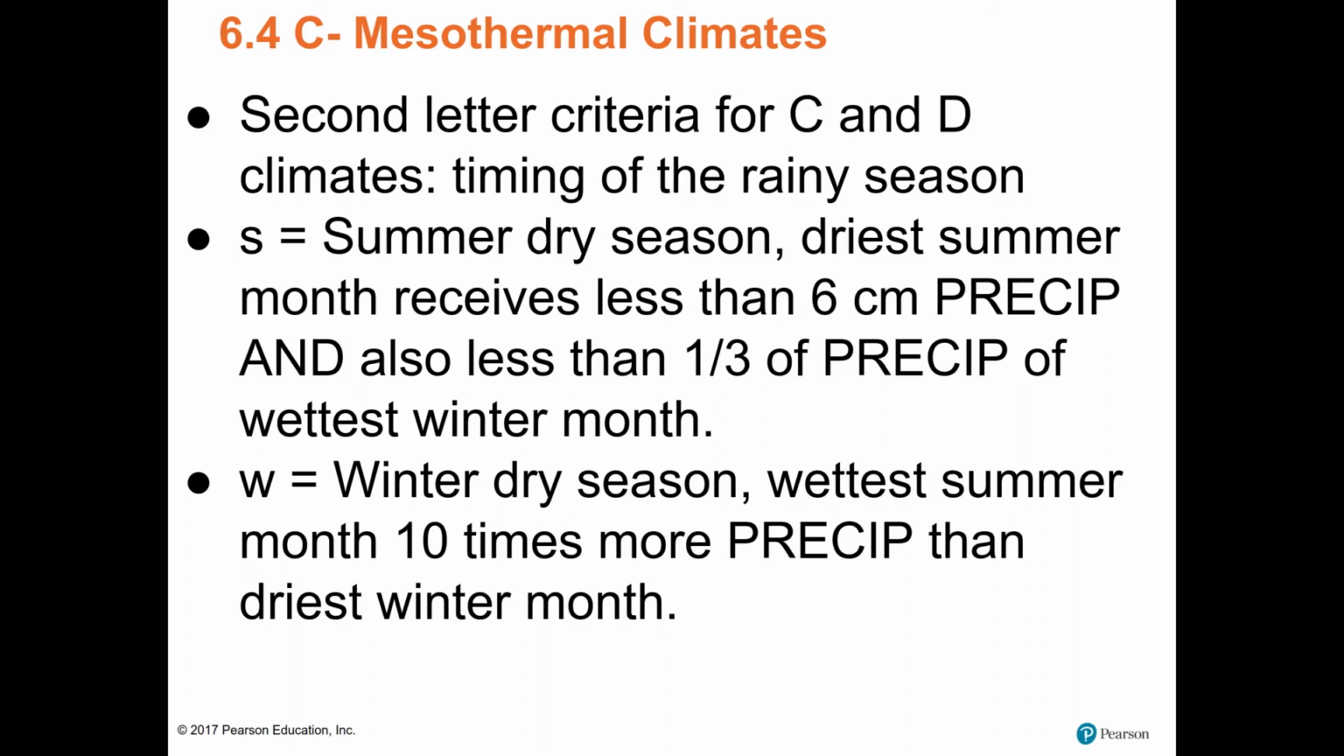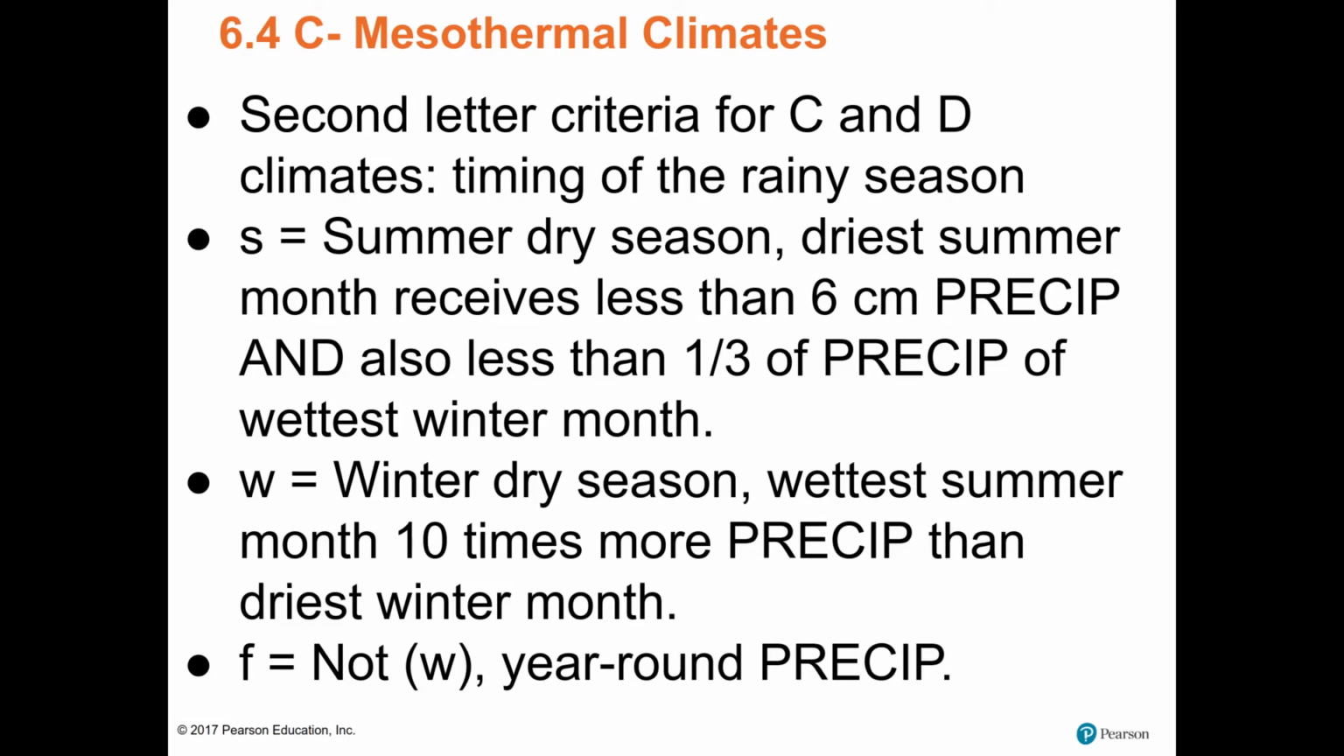So if it's not an S climate, then you check to see, is it a W? Is the wettest summer month 10 times wetter than the driest winter month? If it is, it's a W, winter dry season. If not, then it's got to be an F. If it's not a S, then you check to see if it's a W. If it's not a W, it's got to be an F, year-round PRECIP. There's no noticeable dry season.